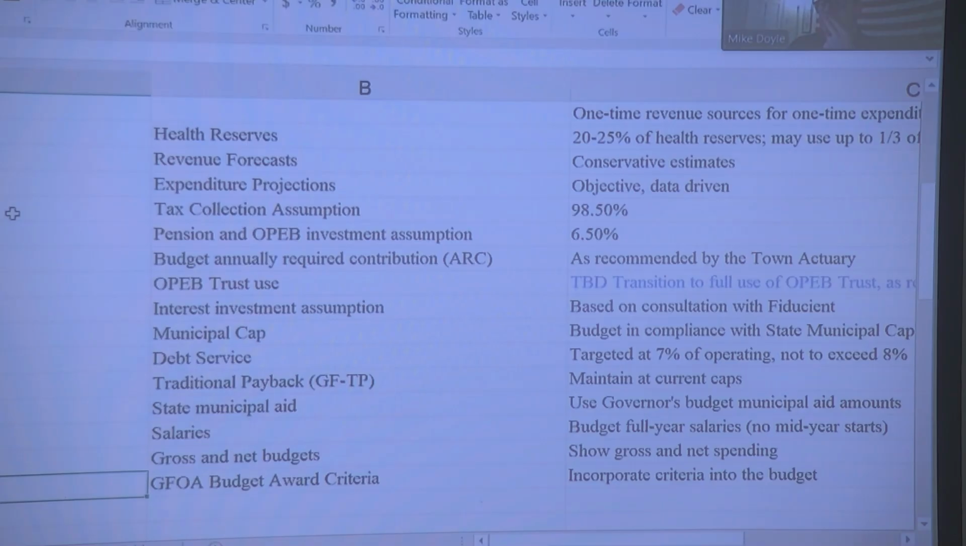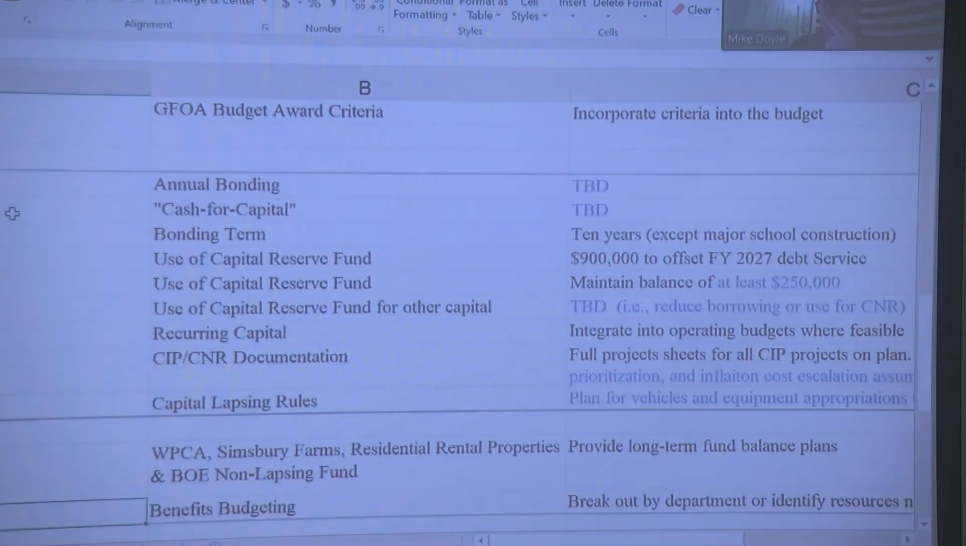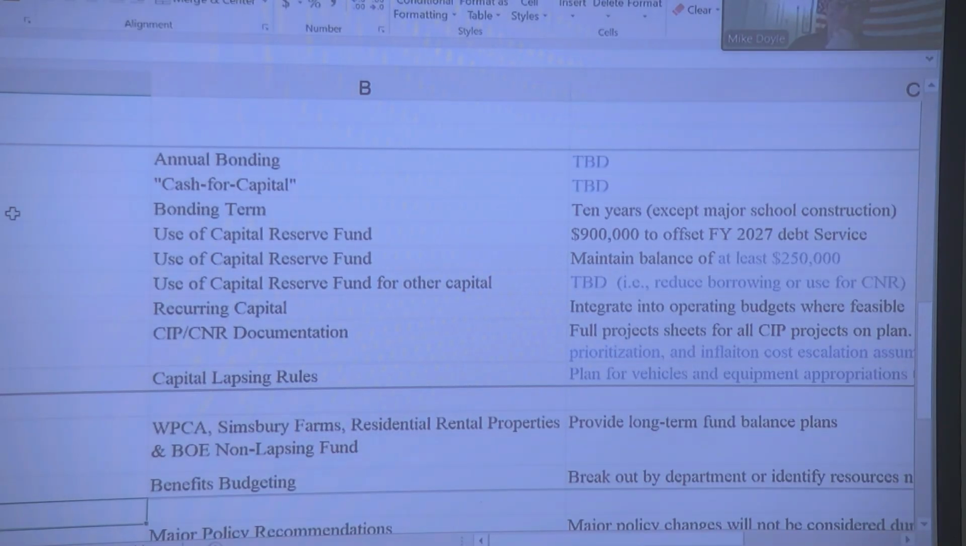Gross and net budgets, please show gross and net spending. And then GFOA budget award criteria, incorporate criteria into the budget. We're making progress each year. We want to eventually get to the point where we have all criteria in the budget. Not because we want to win the award, but because that is best practices. And we are Simsbury, we always follow national best practices. You do want to win the award. And we want to win the award. I just want to tell people how it's done.